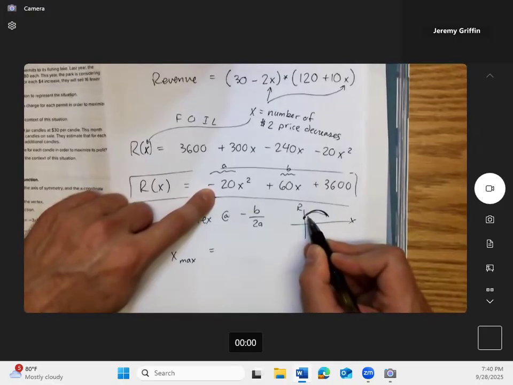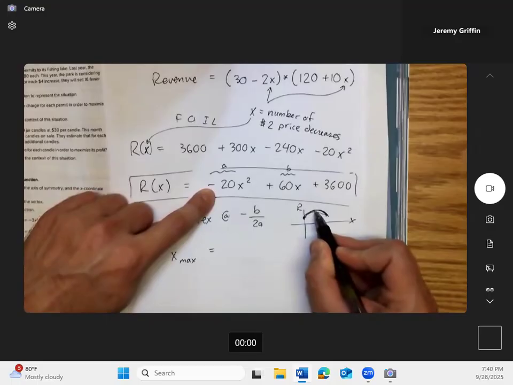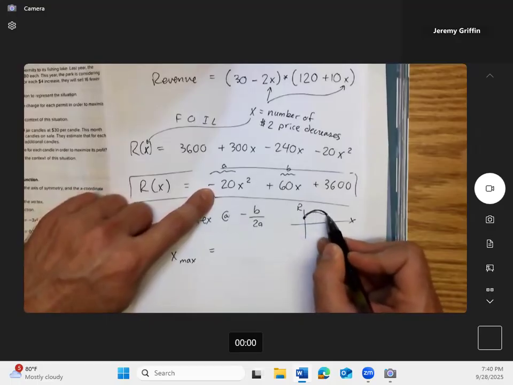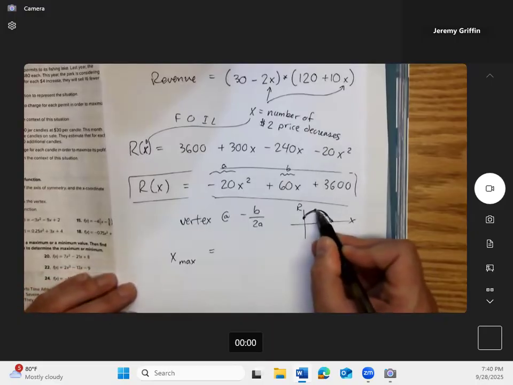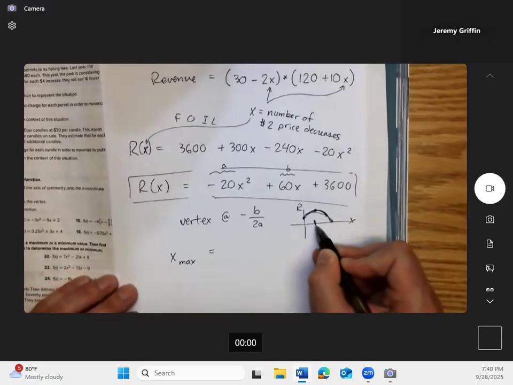Then we start decreasing the price. The total revenue actually goes up because we're selling so many candles. Now, after a while, so many price decreases, it's like, well, if you're giving away candles for free, now you're not making anything. That'd be down here. So we're trying to figure out this vertex right here. What is this vertex?